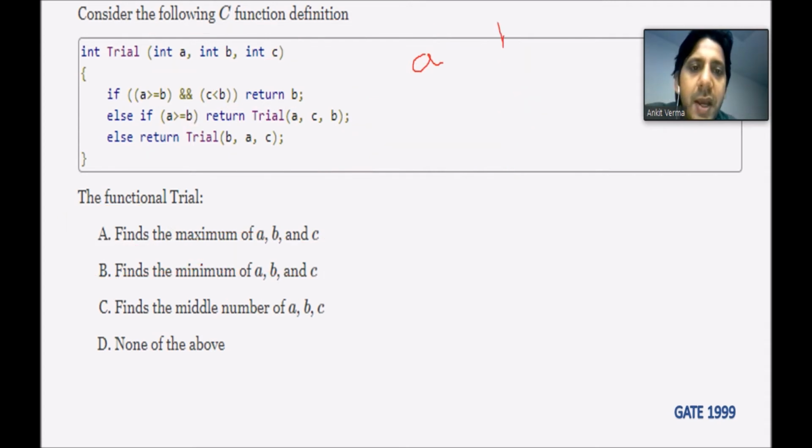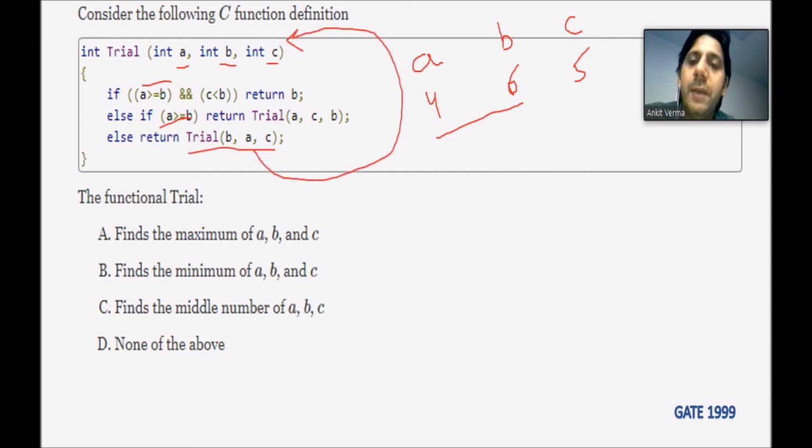So the values of A, B and C I am taking a bit different this time: 4, 6, 5. They are not in ascending order as earlier. Now please tell me, is A greater than B? False. Second statement, 4 greater than 6? False. Third part will run, which says BAC. So A is 6, B is 4 and C is 5. These are the new values.